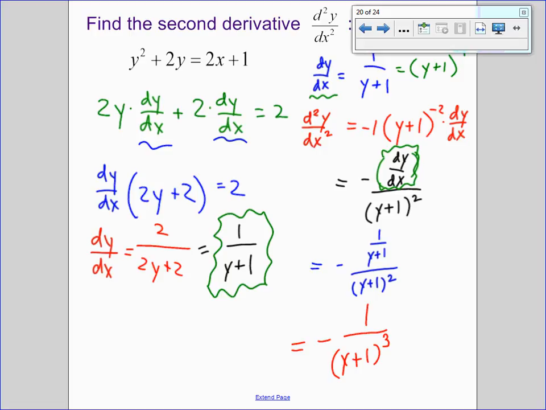That's pretty sweet. If you don't like this, you could have left the dy dx here. And negative 1 over y plus 1 quantity squared times 1 over y plus 1 would be negative 1 over y plus 1 quantity cubed. All right, what will we label this? The second derivative of y with respect to x.